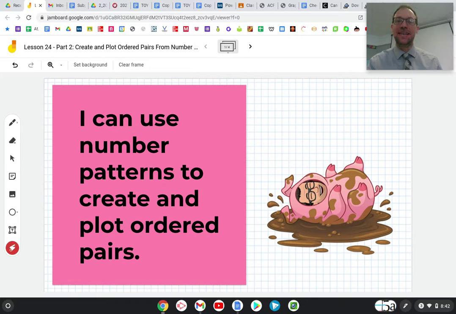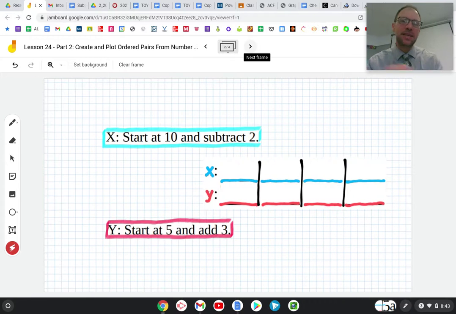Our learning target today is I can use number patterns to create and plot ordered pairs. I hope this sounds familiar. It's the same learning target as yesterday. Today, we just practice. Okay, we have two rules here.